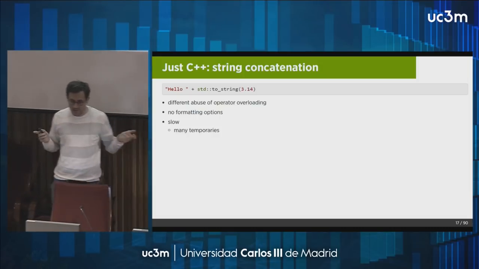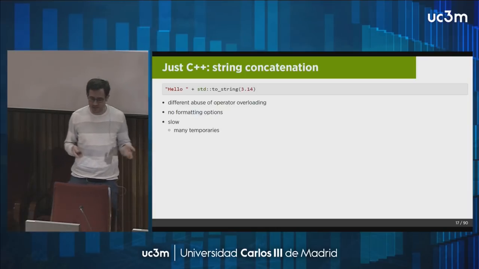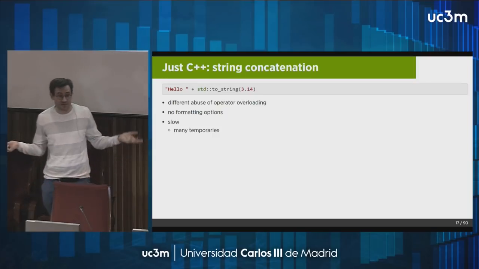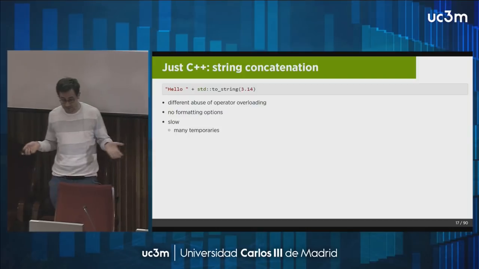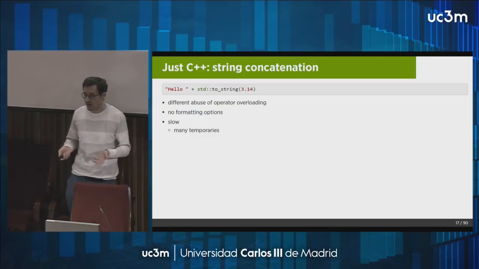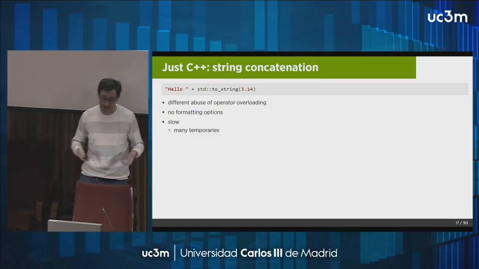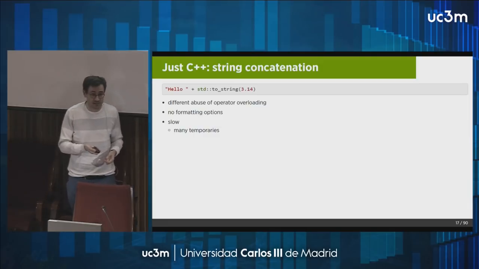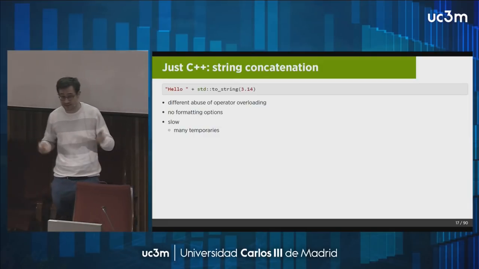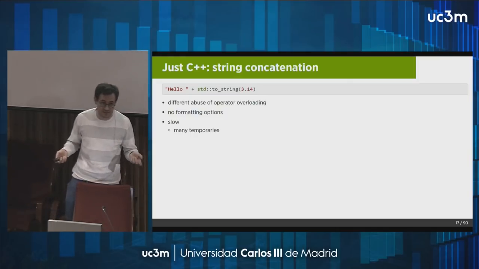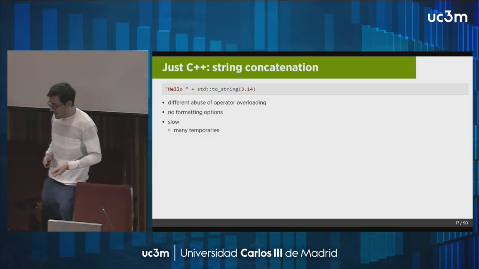There was another option, string concatenation. And here, of course, you say, oh, well, that's very raw, right? So we again have a different abuse of operator overloading. You use the plus instead of the shift operator. And you have no formatting options to use. So you got this to_string, which is a very bare-bones way to turn a number into a string, which is part of the standard, rarely used. We pretty much never use it. It is again slow because you got a lot of temporaries. Every string you generate creates a temporary string, and you put them together and it generates another temporary. So it's not terribly efficient.